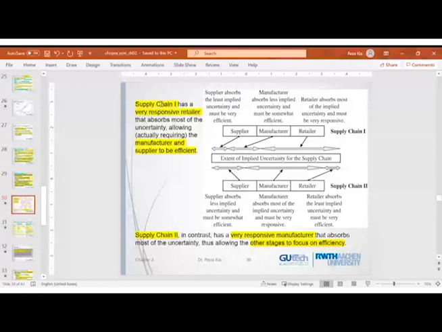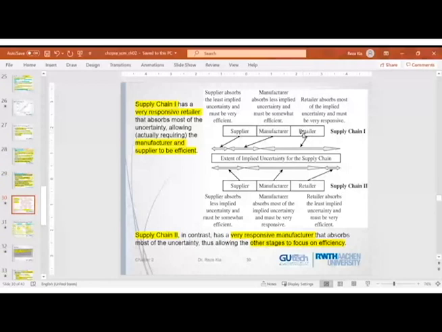And this general idea has been depicted in this figure. For example, supply chain 1, supply chain 2. In supply chain 1, as you can see, in this line you have the level of implied uncertainty for the supply chain. As you can see in supply chain 1, most of the uncertainty is absorbed by the retailer. So here, the retailer is absorbing most of the uncertainty.